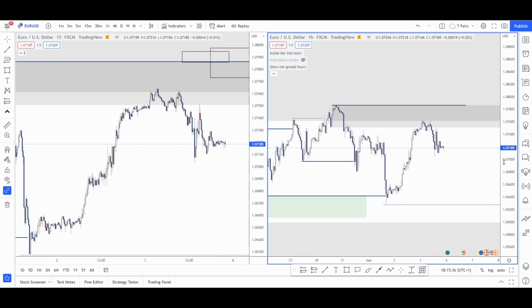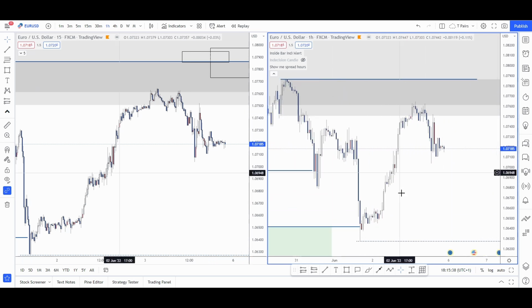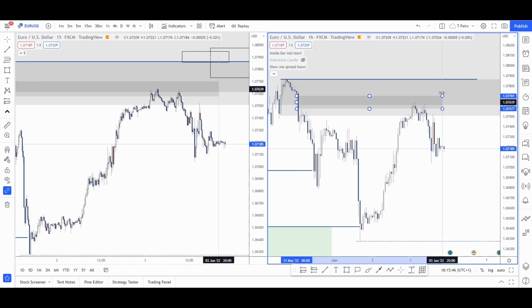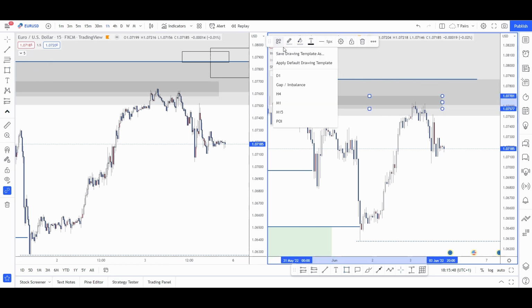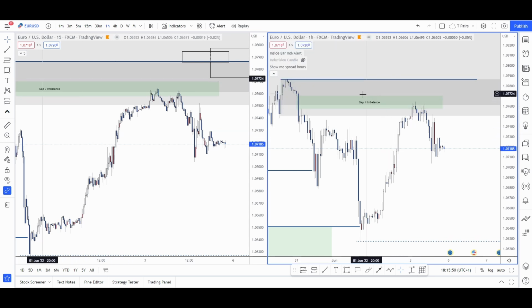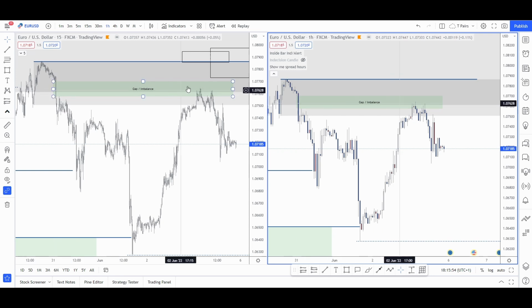But right, so the 1 hour, there's nothing really standing out apart from, actually, having said that, we do have an imbalance here. Right there, yeah, which we've already mitigated. All right, so yeah, perfect.